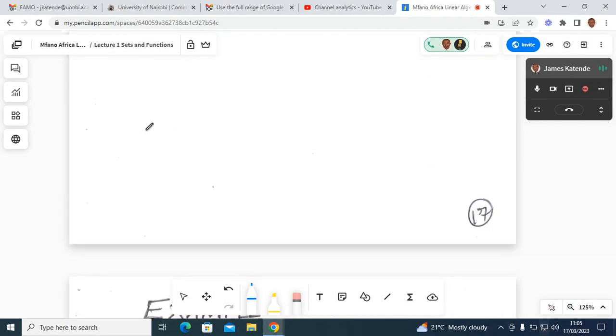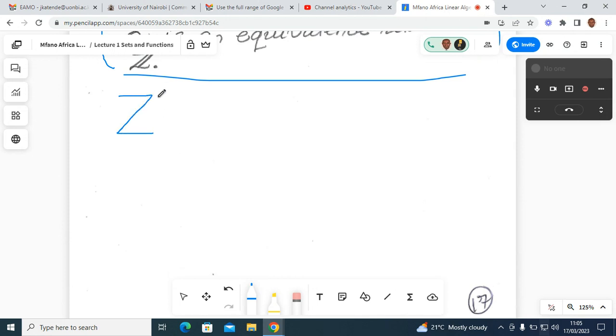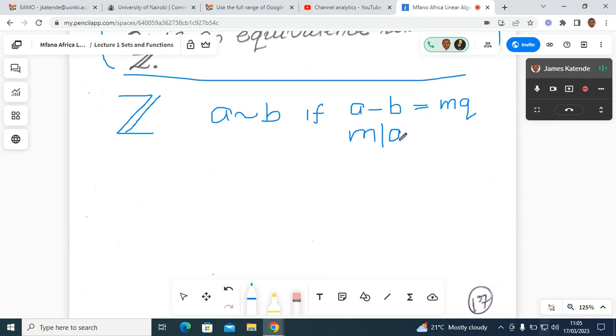So let's work with the same set of integers. We will say that for any pair of integers a and b, a will be related to b if the difference between a and b is a multiple of some fixed positive integer, m. That means the difference between a and b is divisible by m. M divides the difference. So this is a relation on the set of integers.